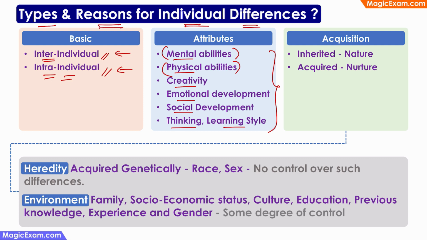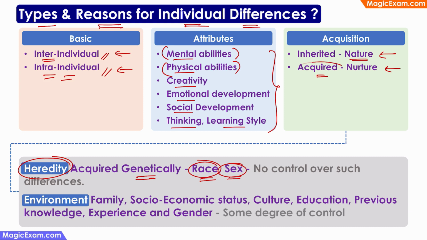And how do we get these individual differences? What are the reasons behind these individual differences? Some of them can be inherited, that is, we get it through nature, and some of them are acquired, that is, through nurture. So nature is nothing but heredity, that is, the differences that we acquire genetically, such as race and the sex of the child. For example, you don't have any control over whether the child is African or Indian or European. Therefore, you don't have any control over the race of a child, and you also don't have any control over the sex of the child.